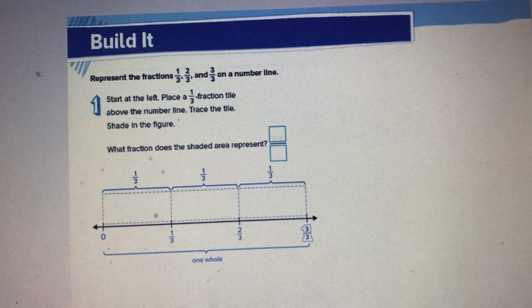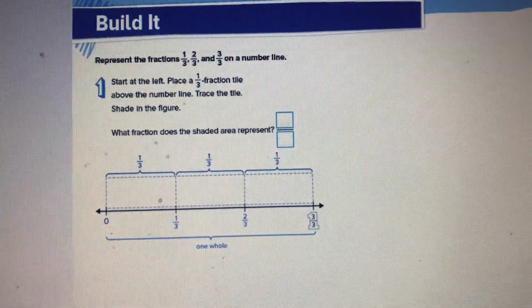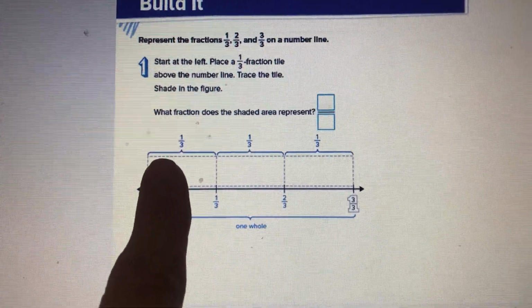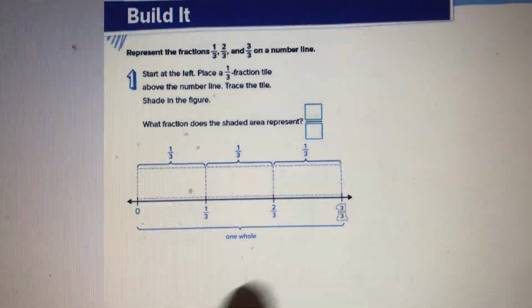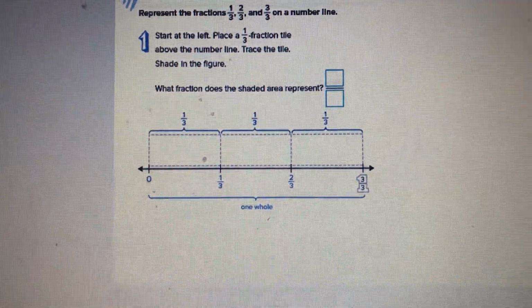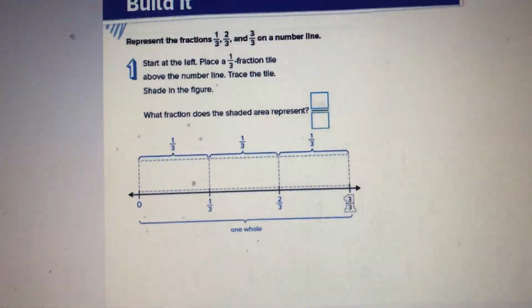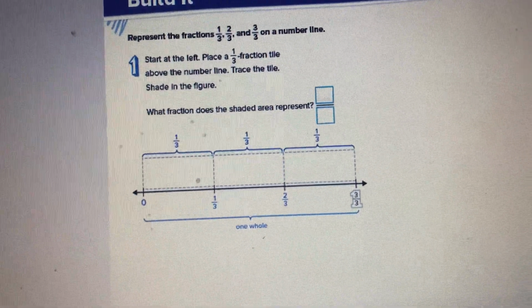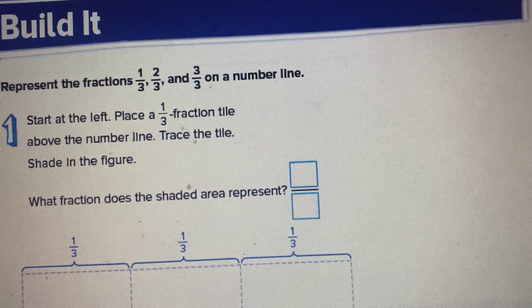It says represent the fractions 1/3, 2/3, and 3/3 on a number line. Okay, so when you do this, you start at the left. This is a third, this is a third, this is a third. What fraction does the shaded area represent? Each one of these shaded areas represents 1/3. So if you guys could go ahead and fill that in.